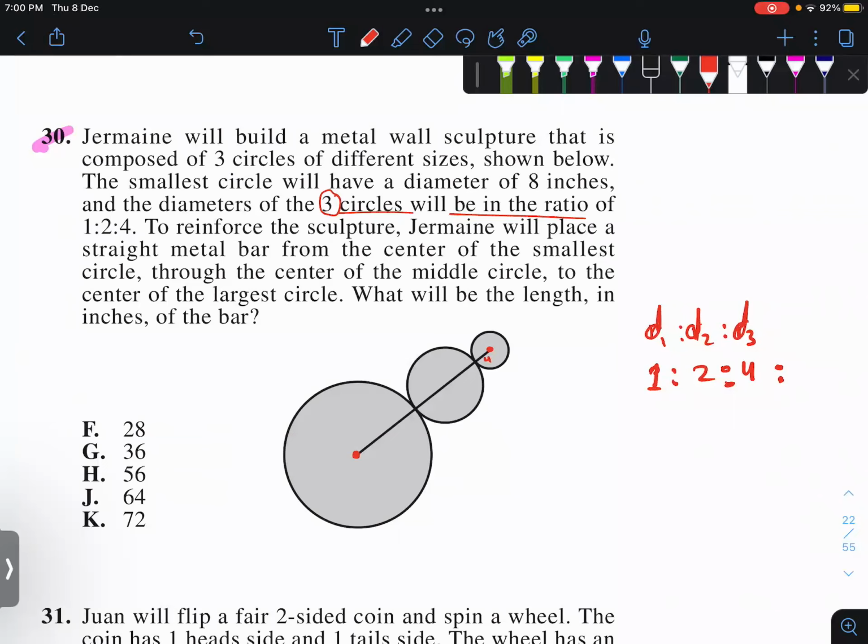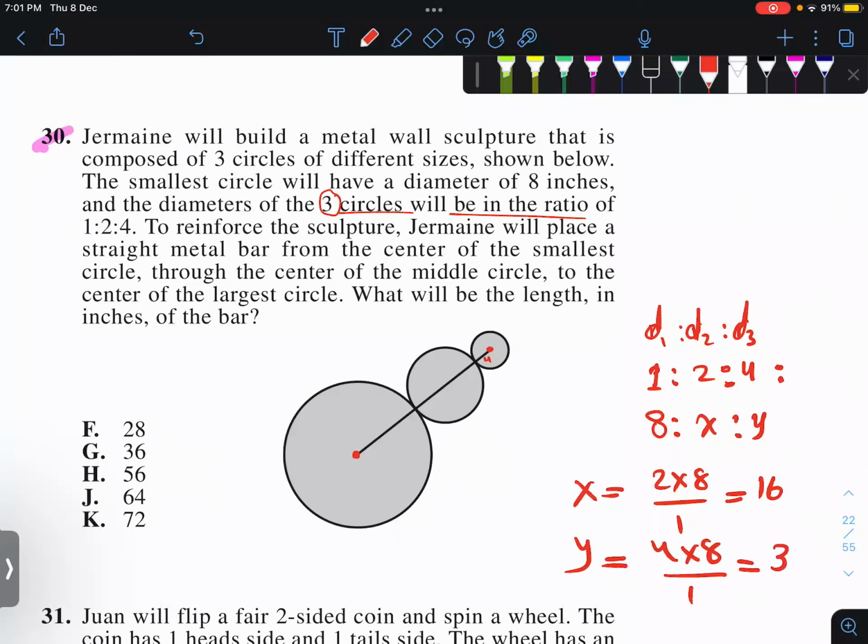What's the diameter of the smallest circle? The small circle has a diameter of 8. So it's 8 here, where the smallest ratio is here. We can find the second one, which is x, and the third one, which is y. The x is equal to 2 times 8 over 1, which is 16. And y, the largest circle, is 4 times 8 over 1, so it's 32.